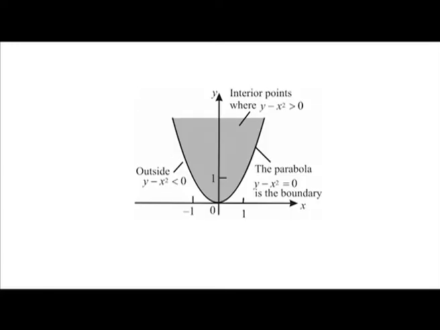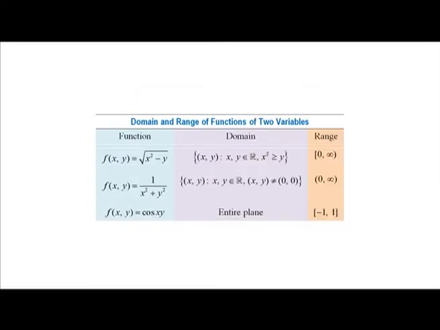As another example, the natural domain of the function f(x, y) = square root of (y - x²) is the shaded region in the figure, including the boundary parabola. We now list the natural domain and range of some functions of two variables in the following table.